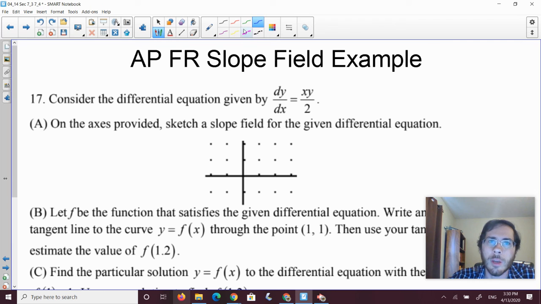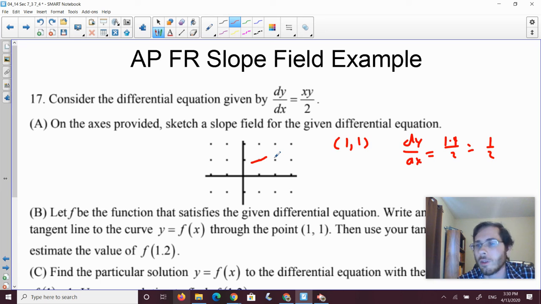So if we want to do a couple of these, we say this is 1, 1. So at the point 1, 1, dy/dx is equal to 1 times 1 over 2, which is 1/2. So you draw a slope, that's a half right there. You don't need to write anything in there. Don't write m equals 1/2 next to it, because then your drawing's going to get a little bit confusing. You just want to go ahead and do that.